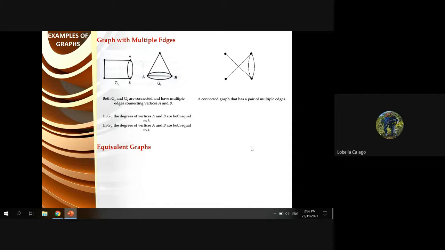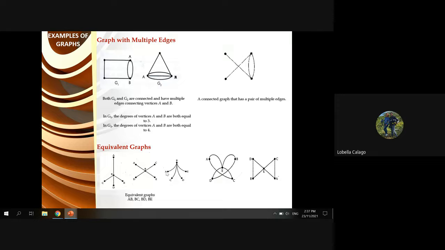Ang equivalent graphs naman ay this one. These three are equivalent while these two are equivalent. Bakit equivalent? Si A connected kay B and so dito din connected kay B. Yan po yung ibig sabihin. A connected to B, kahit magkaiba po yung kanilang drawing or itsura. Pero for example, si A connected kay B, dapat yung sa kabilang graph si A connected din kay B. Pag dito, B is connected to E, dapat sa kabila, connected si B kay E. Dito din, connected si B kay E. Yan po yung ibig sabihin ng equivalent graph. Lahat po ng connection niya ay connected din sa kabilang graph.